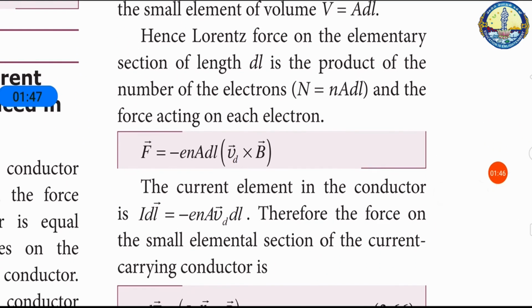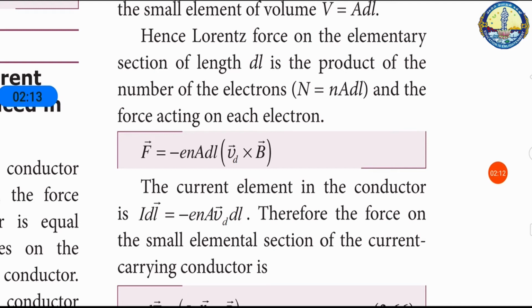Therefore, the force on the small elemental section of the current carrying conductor is dF vector is equal to I dL vector cross B vector. Thus, the force on a straight current carrying conductor of length L placed in a uniform magnetic field is F total is equal to I L vector cross B vector. In magnitude, F total is equal to BIL sin theta.